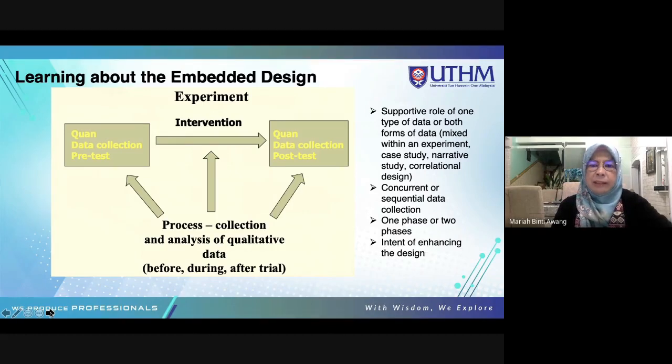For embedded design, for example, we have quantitative data collection for pretest, and then we have quantitative data collection for post-test. Okay, the process is collection and analysis of quantitative data before, during, or after a trial. So there is a supportive role of one type of data, or both forms of data mixed within an experiment, case study, narrative study, or correlation design, concurrent or sequential data collection, one phase or two phase, with the intent of enhancing the design.